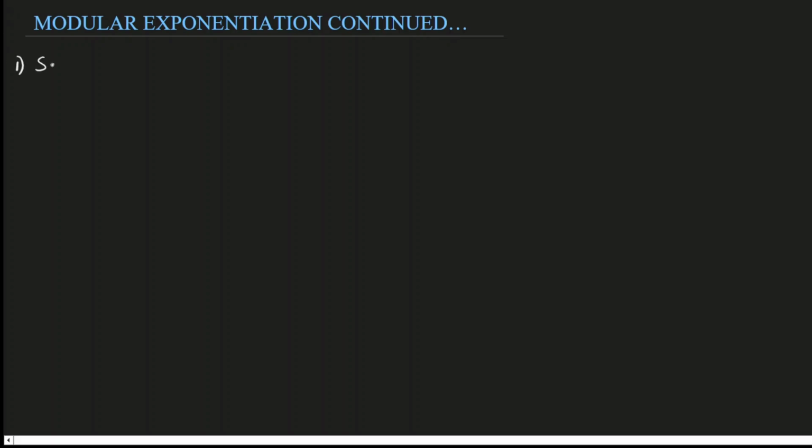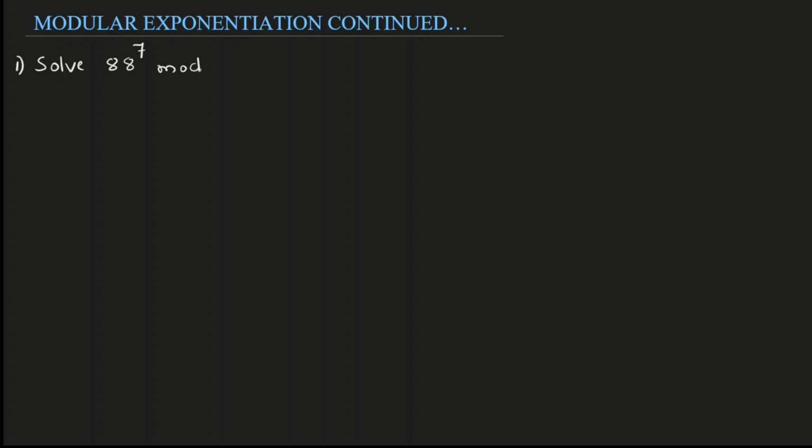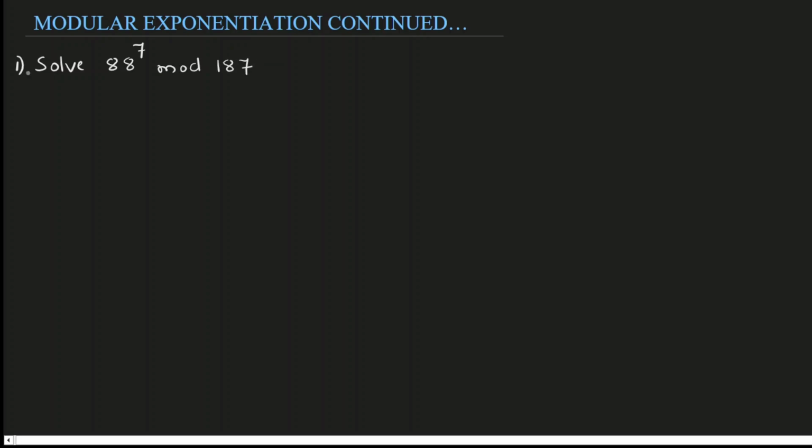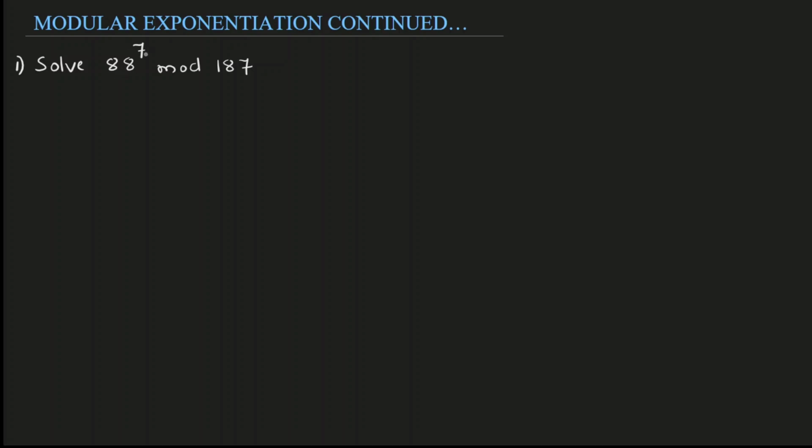Firstly, we will take and solve 88 raised to 7 mod 187. Why did I say this is larger? Because 88 is a two-digit number, a bigger number. When you multiply it 7 times, it will exceed your calculator. So such a big number, how do you simplify it? You have to divide it by 187.